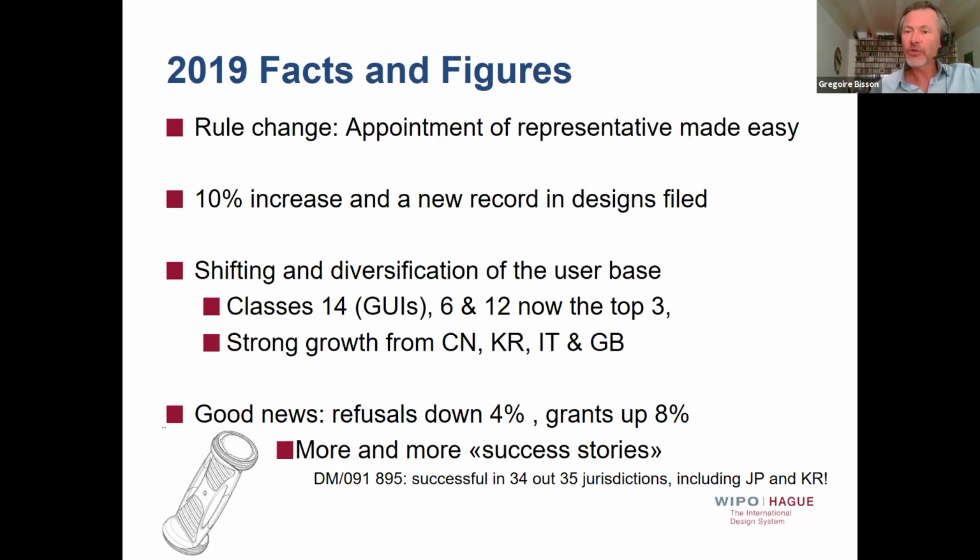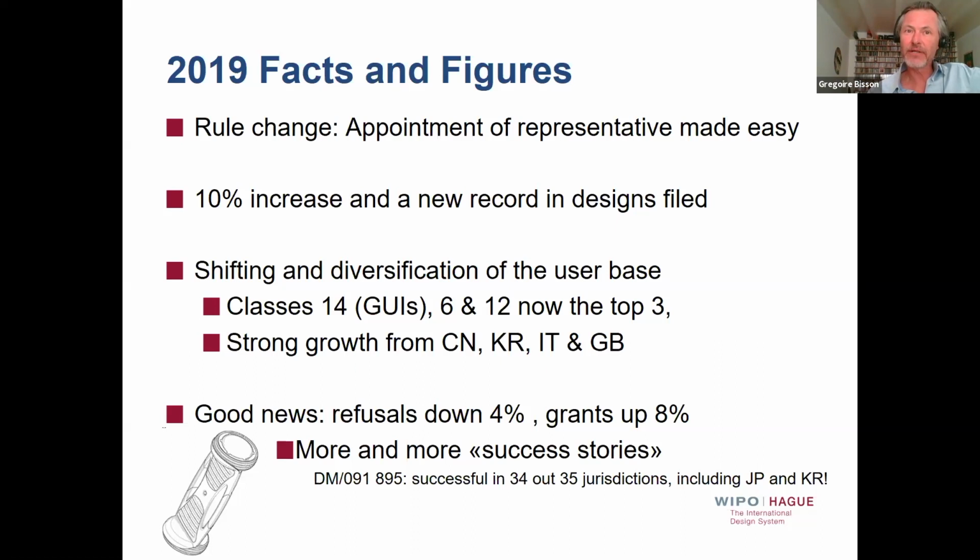Also, the very good news regarding 2019 is that refusals were down whilst grants of protection were up. And that shows that the system really is working, and particularly we have had more and more what we call success stories. What we mean by that is applications designating various examining jurisdictions, so jurisdictions where the design office would be carrying out a substantive examination and a novelty examination of the designs filed, and we saw a growing number of cases that have passed muster with all the offices.